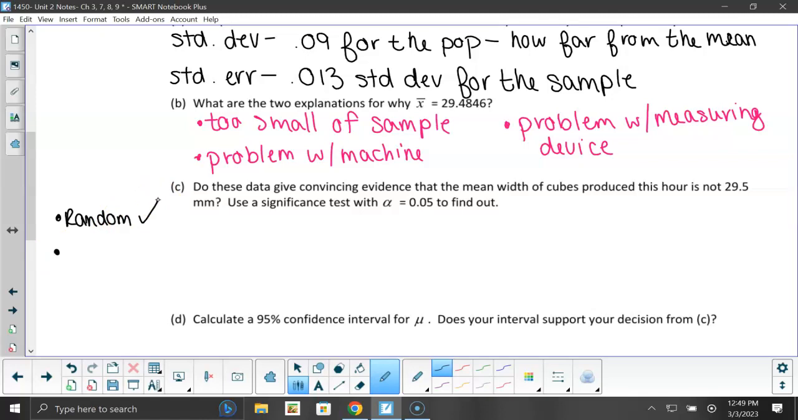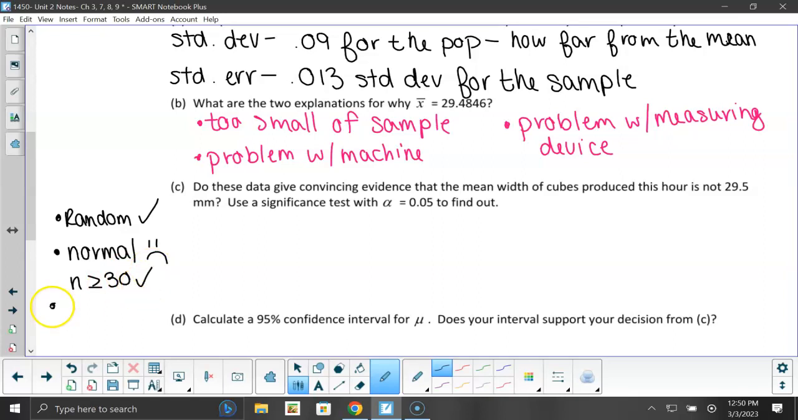All right, second one is going to be, was it normal? Did they say it was normal? Read through that paragraph. We're just looking for the one word of, it's normally distributed. Nope. So I always check the normal first. So normal fails, but my n is definitely greater than or equal to 30. So that clears that.